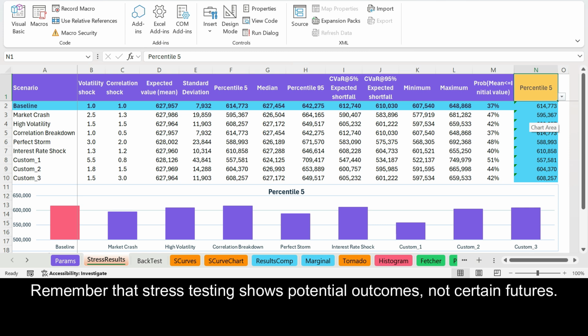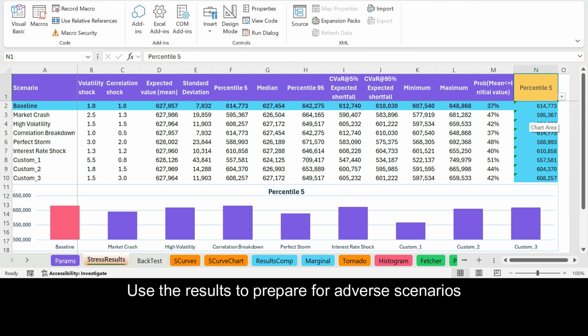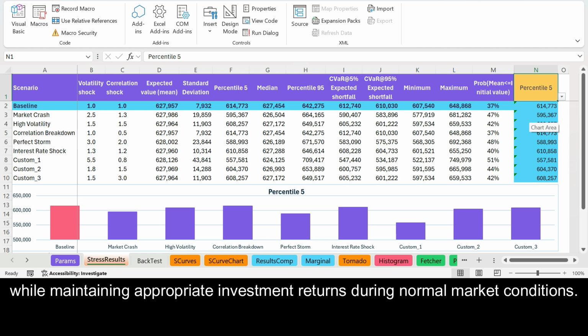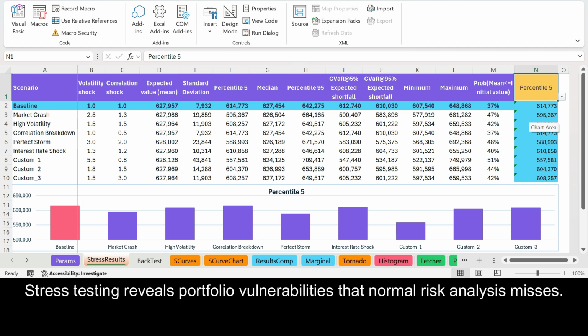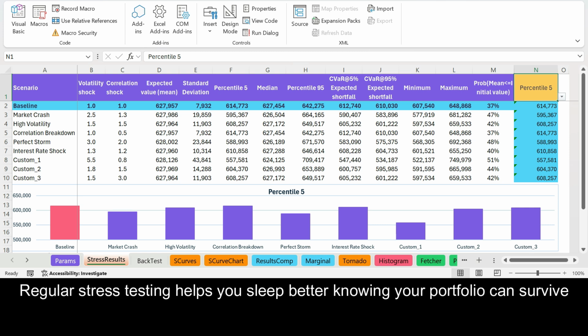Remember that stress testing shows potential outcomes, not certain futures. Use the results to prepare for adverse scenarios while maintaining appropriate investment returns during normal market conditions. Stress testing reveals portfolio vulnerabilities that normal risk analysis misses. Regular stress testing helps you sleep better knowing your portfolio can survive financial storms.